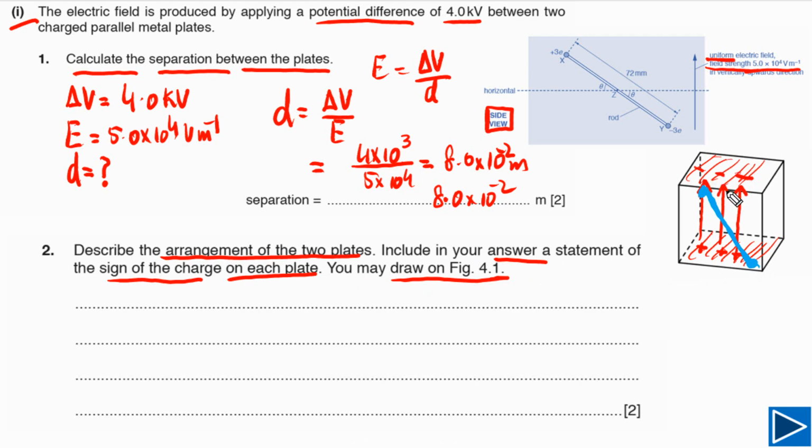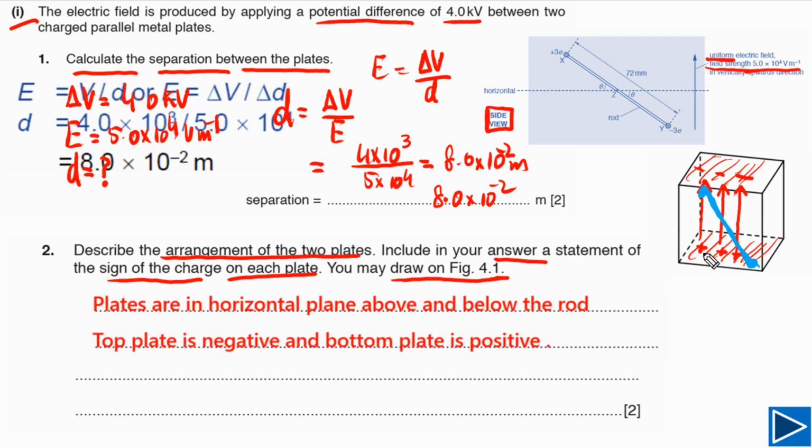So the plates are in horizontal planes and the rod is in vertical plane. Now let's try to write down our answer. So this is how you can write down your answer. Simply you have to mention first part, you have to mention the arrangement of the plates. So in this case we have mentioned that plates are arranged in horizontal plane above and below the rod.